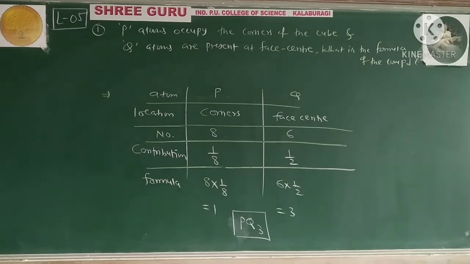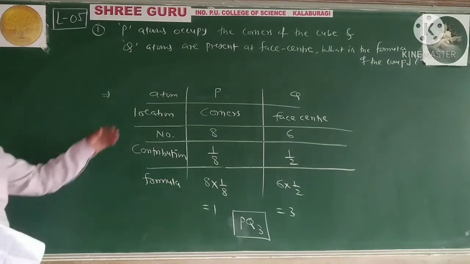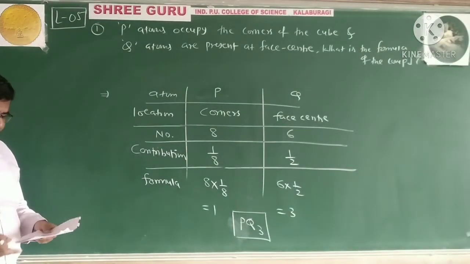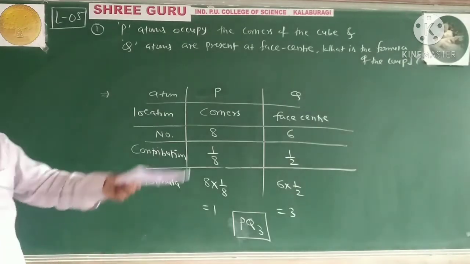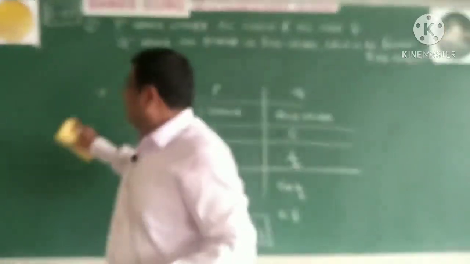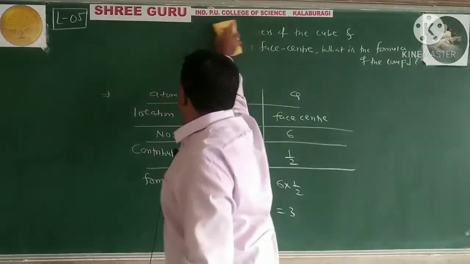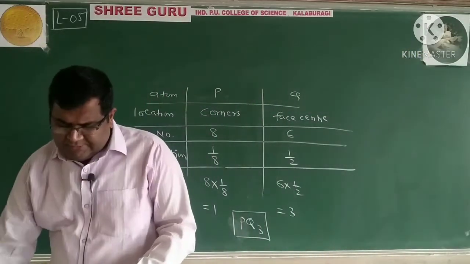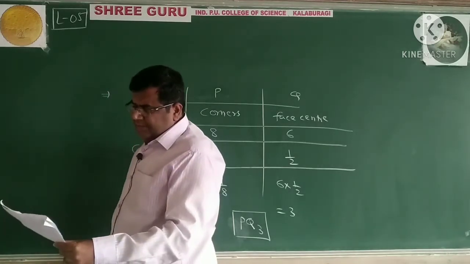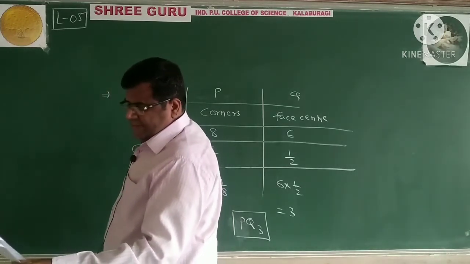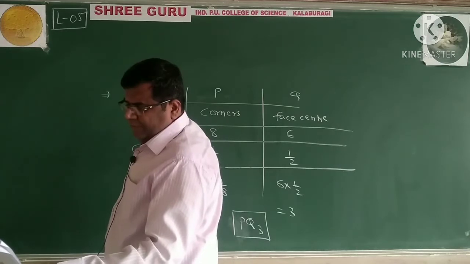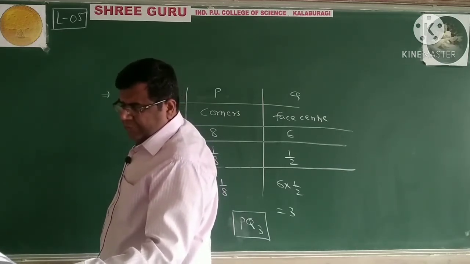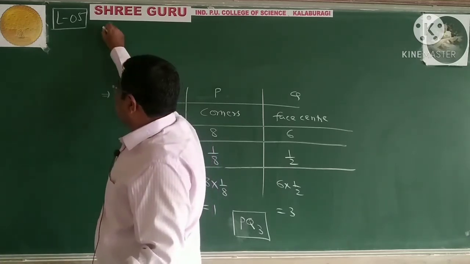Now the next question is very simple. You can calculate this within 1 minute if you know the procedure. Question number 2 is, A atoms occupy corners and B occupy face center. One of the corners in the unit cell remains vacant. There is this new thing here.